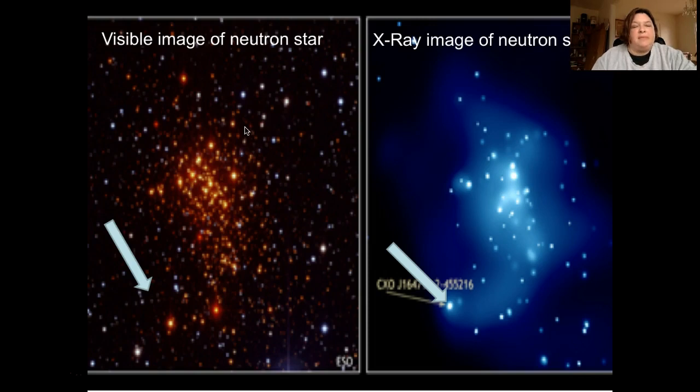Now, if it's not big enough to become a black hole, it becomes a neutron star. And that neutron star is very, very, very dense. You can see images of a neutron star here. You can barely see it here, but when you look here, it's nice and bright, right? Neutron stars are found more in X-ray images than they are found in visible images.